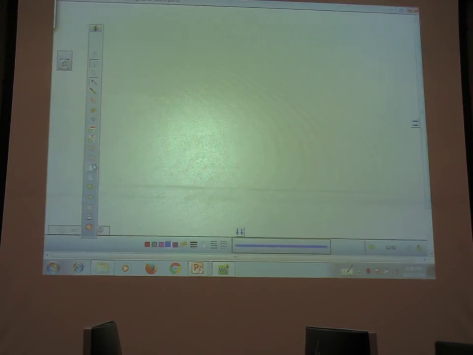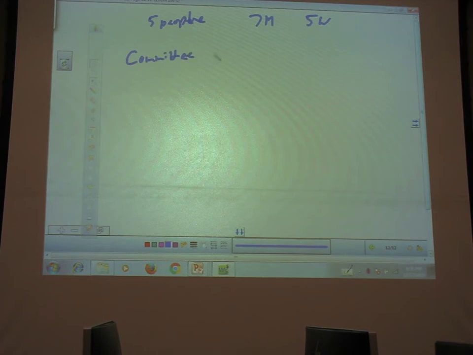So we have 5 people. You have 7 men, 5 women, and you need to do a committee, each assigned a task. And this is number 11 A. Alright, so order matters.